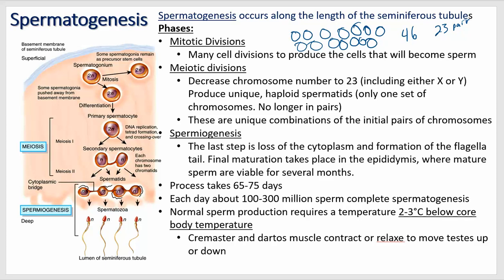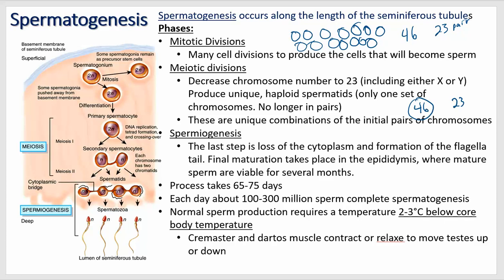And they can't really function as a regular cell. The only thing that they can do is look for an egg that also has 23 chromosomes and fuse with that to make a new organism with 46. Okay, all right, so spermiogenesis, the last step.